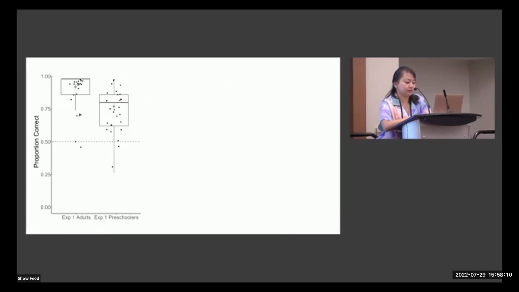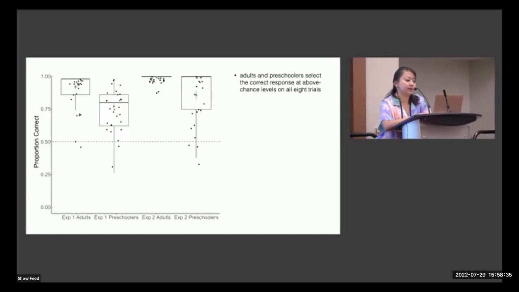Here are the results from study 2. Adults are basically at ceiling, so they're performing really well once again. And preschoolers are also performing well above chance levels. I think the preschooler average is like 85%, which is shockingly good for 4-year-olds. We also replicate the same details from study 1. I'm showing you the aggregates, but adults and preschoolers also select the correct response on all individual trials.